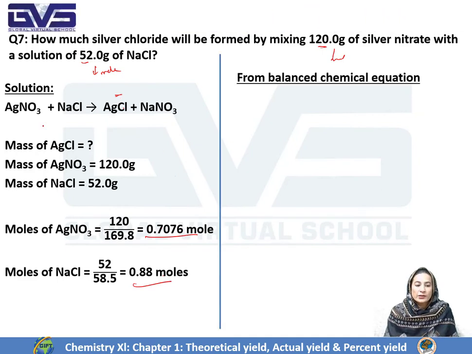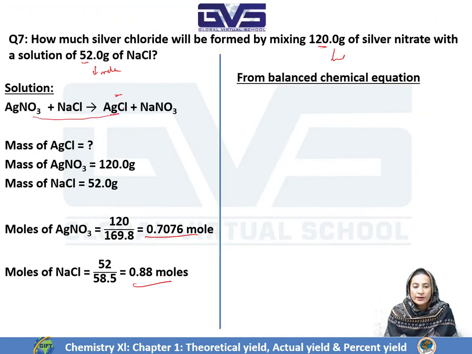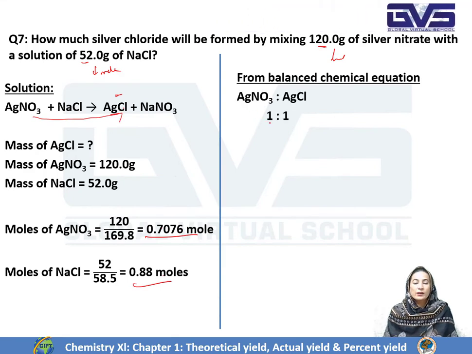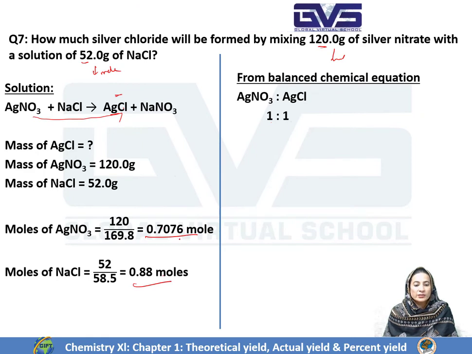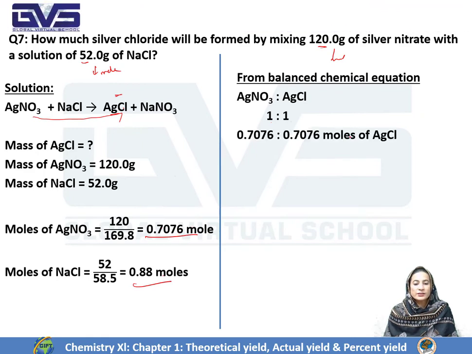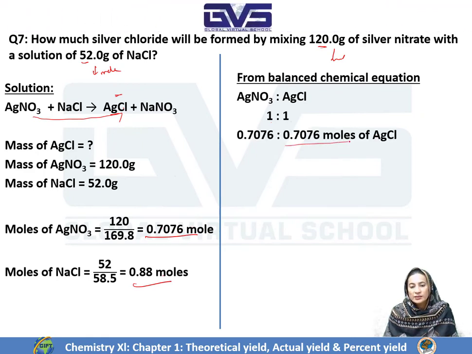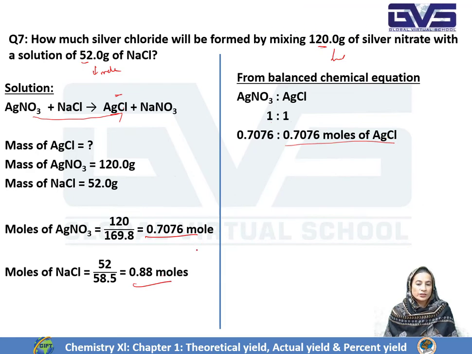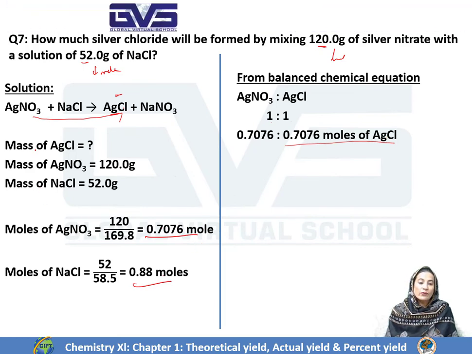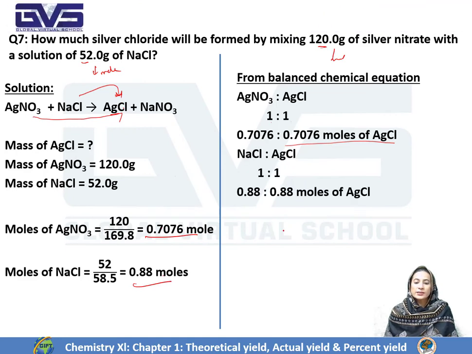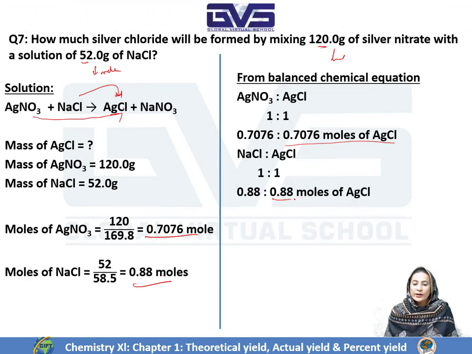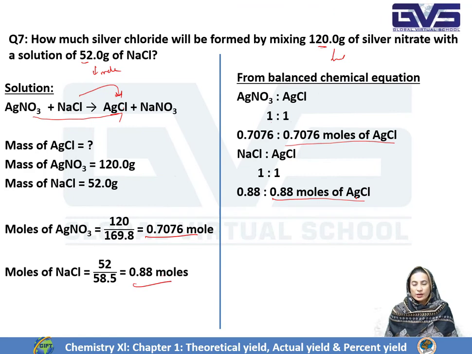From the balanced chemical equation, with the help of silver nitrate, find the silver chloride. The equation shows when 1 is consumed, 1 forms. When this is 0.7076, this will be 0.7076 moles of AgCl. Now with the help of sodium chloride find the moles of product, again the same. So these are 0.88 moles of silver chloride.